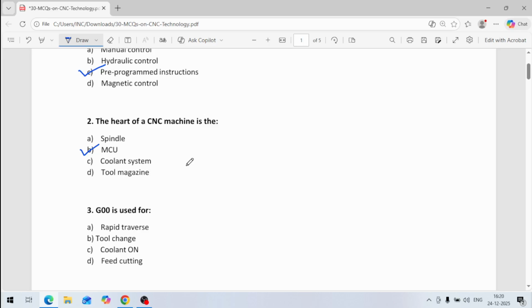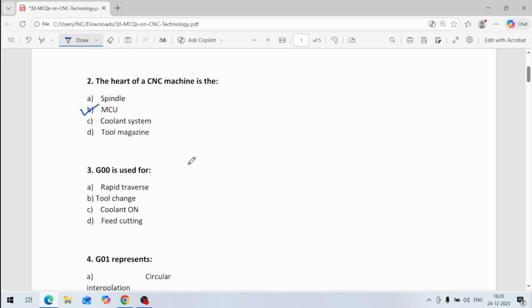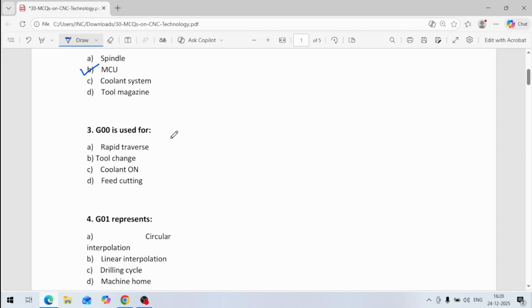Okay. So the next question, the third question, is: G00 is used for rapid traverse, tool change, coolant on, or feed cutting. So the answer is rapid traverse. G00 is used for rapid movement of the tool, rapid traverse.